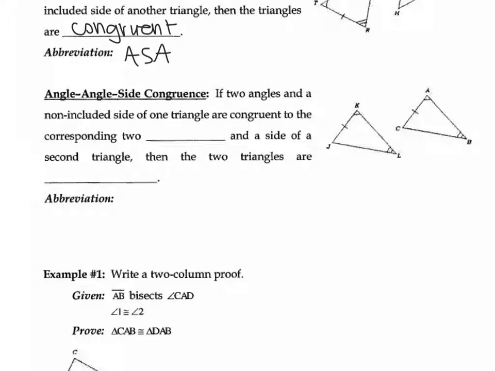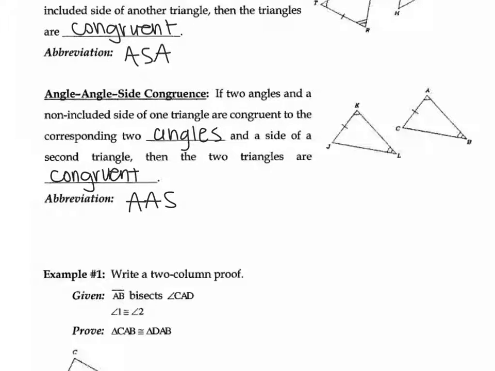Next we have angle-angle-side congruence, which states if two angles and a non-included side of one triangle are congruent to the corresponding two angles and a side of a second triangle, then the two triangles are congruent. And similarly, we abbreviate it with the letters, so that would be AAS for angle-angle-side.